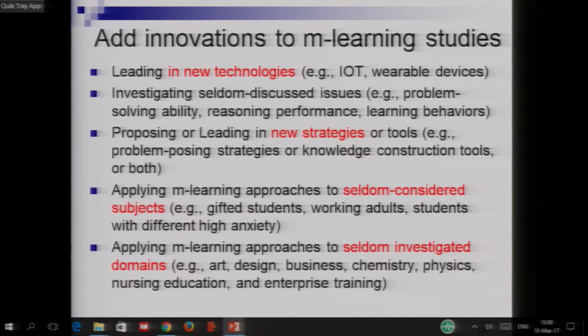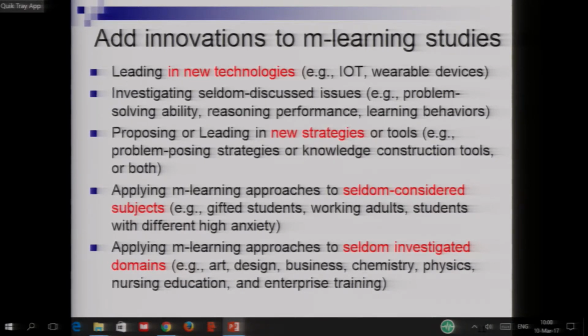So here is the key to the success of finding innovative topics. How can we add innovation to a mobile learning study or to an e-learning study? In fact, it's the same thing, only with different technology. How can we add innovation? We have 5 opportunities to add innovation to your e-learning study.